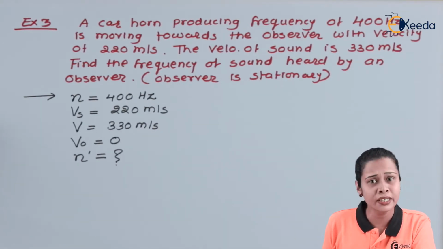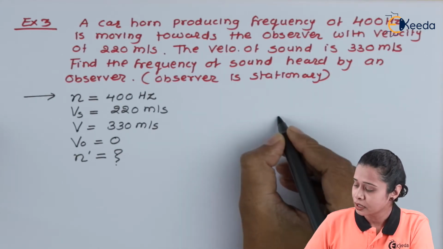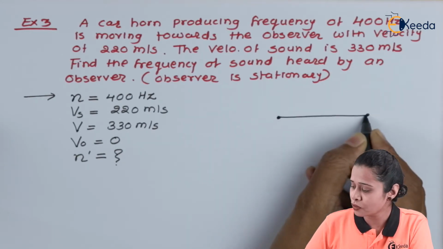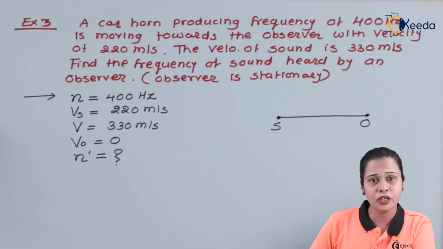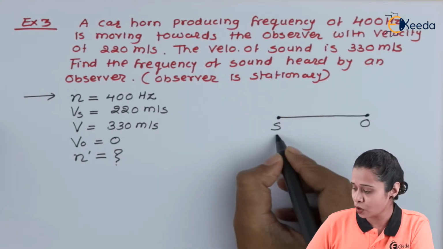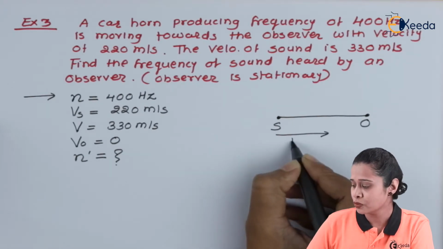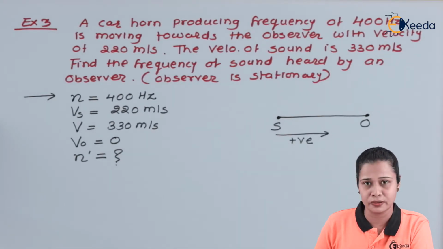Now let us visualize the condition. Here we'll consider source of sound and the observer. We know the velocity of sound is from source to observer. So we'll consider this is the positive direction.